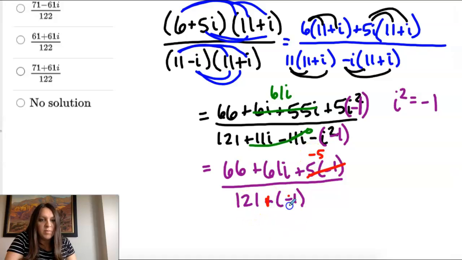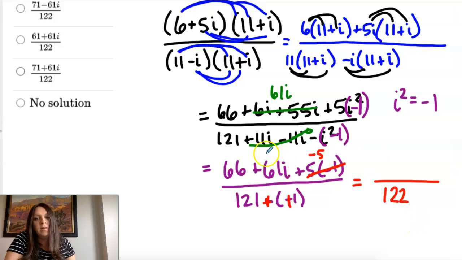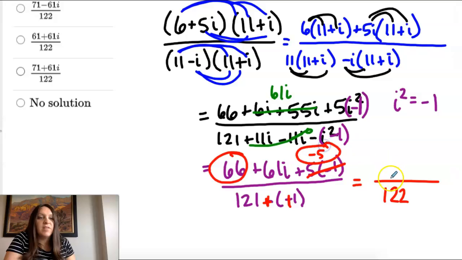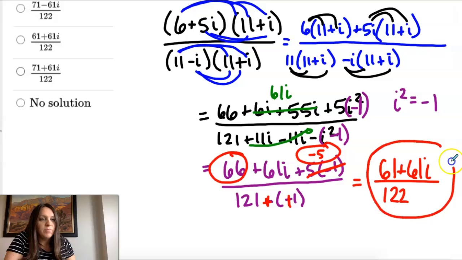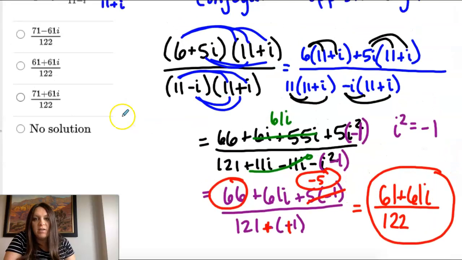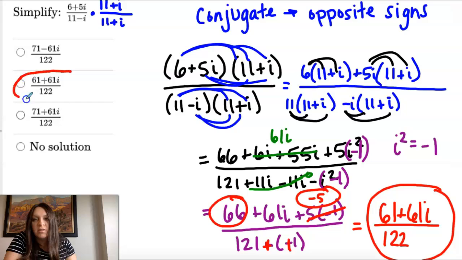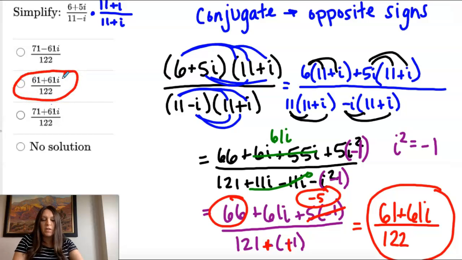So this becomes minus 5. And these become positive. So we get 121 plus 1 is 122. And then 66 minus 5 is 61, plus 61i. And that's as simplified as we can go. So we're going to leave it like that, and we can see our answer is right here.